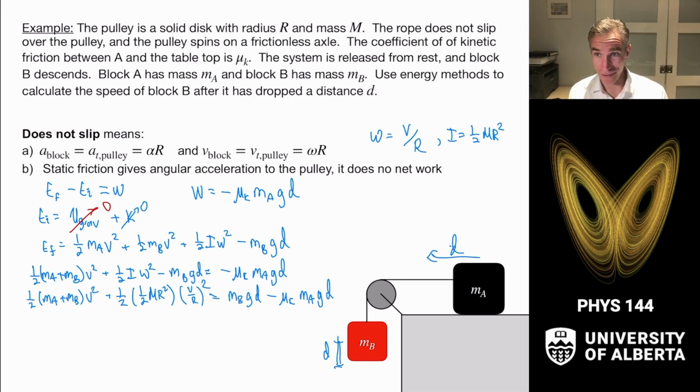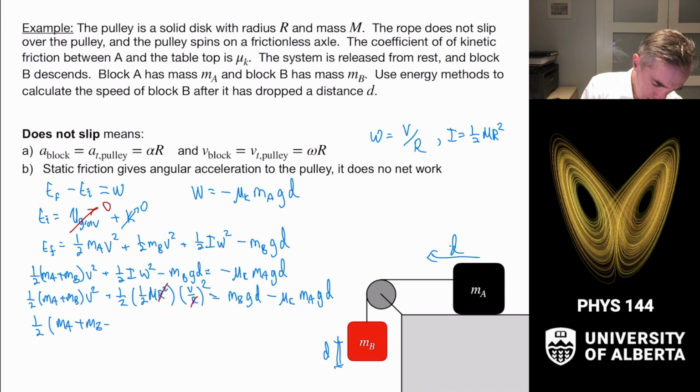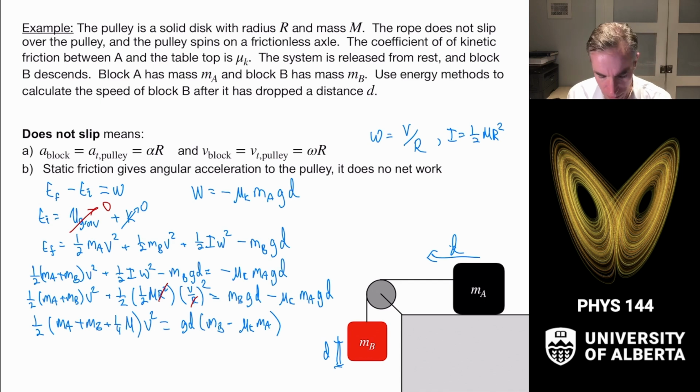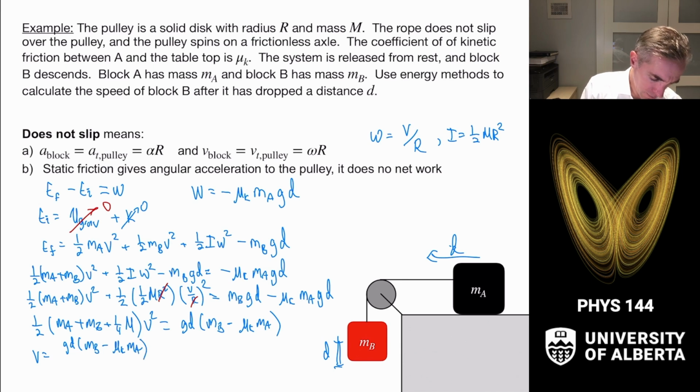Delightful. Check out this cancellation. We get an r squared there, and it cancels with an r squared there. And then we get a term that looks like this. We get 1/2 (m_a plus m_b plus 1/2 m of the pulley) v squared, which gives 1/2 times (m_a plus m_b plus 1/4 m)... let's factor out a g d, and then we get m_b minus mu k times m_a, and we can figure out the speed of the block. So v is just going to be equal to the square root of g times d times (m_b minus mu k m_a), divided by 1/2 which is multiplied by 2, over (m_a plus m_b plus 1/4 m).